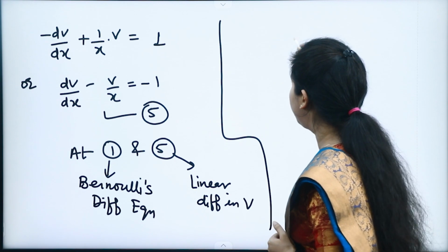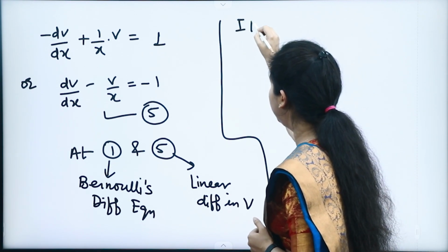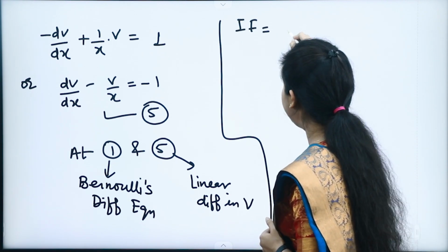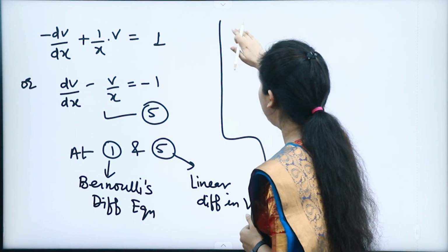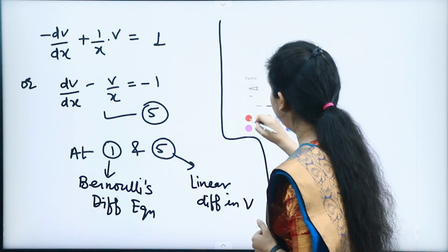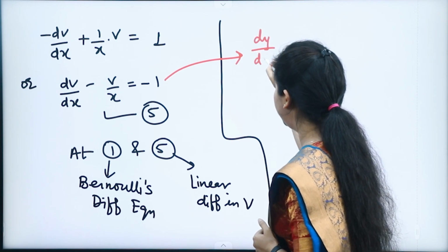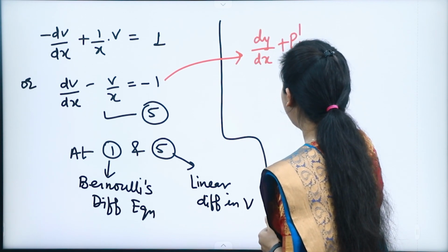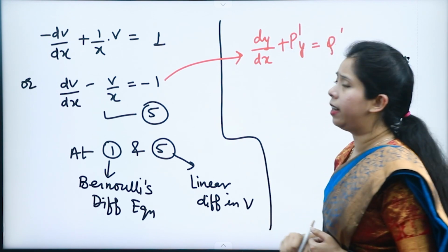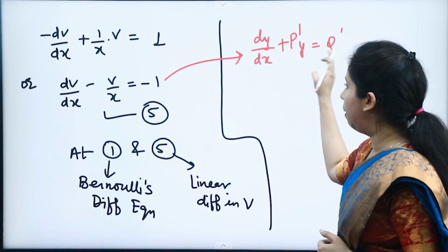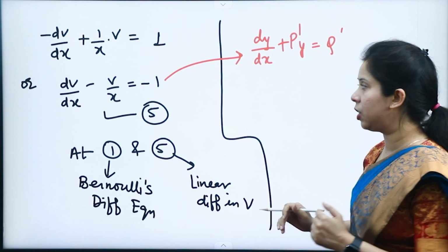That means first we will have to find the integrating factor. So IF is equal to, here we can also write the value of P and Q. So what you can do, you can compare it with the standard equation, that is dy by dx plus P dash y is equal to Q dash. This is the standard linear differential equation. You can compare and get the value of P dash and Q dash.